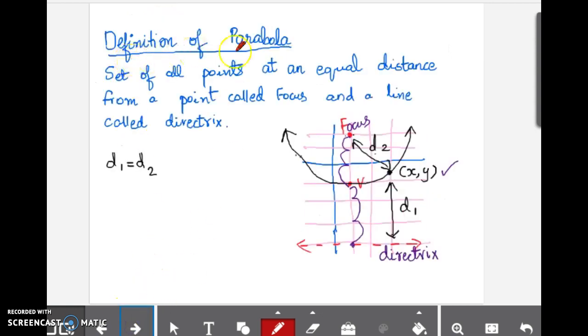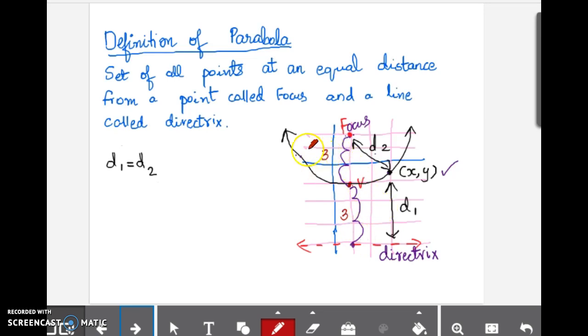The definition of a parabola says that a parabola is the set of all points at an equal distance from a point called the focus and a line called the directrix. That means no matter what point I pick on this parabola, for example the vertex, if I count the distance towards the focus, I have to go 3 boxes up. The distance is 3. What about the distance from the vertex to the directrix? When I count down, I get the same distance, 3.